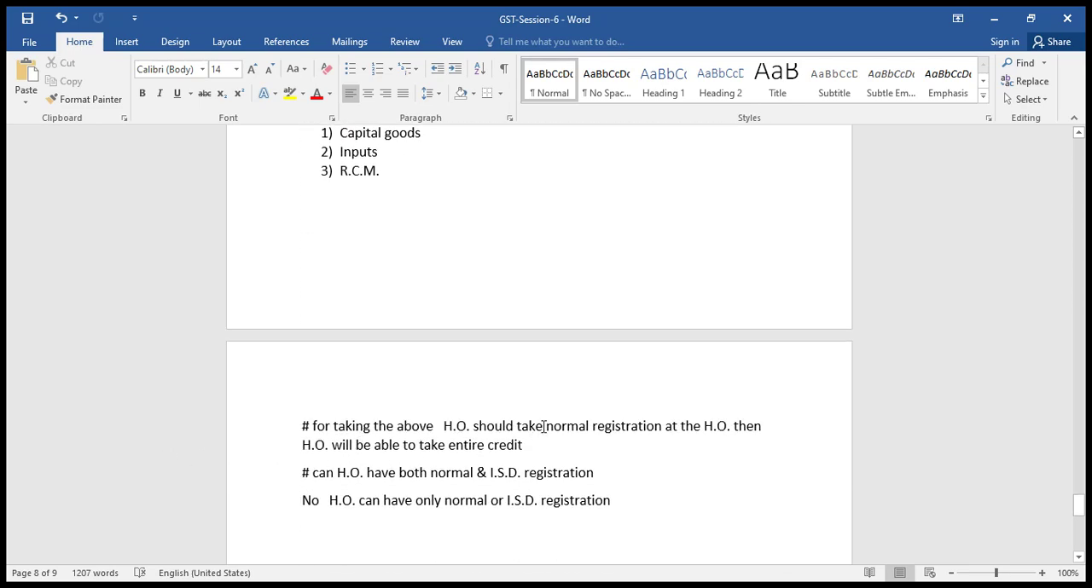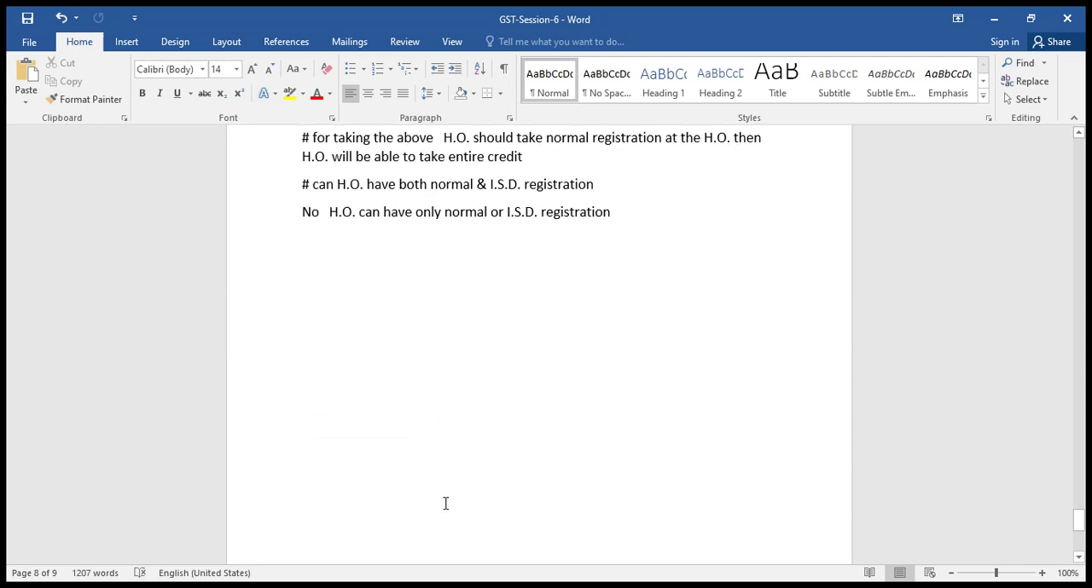For taking the above, HO should take normal registration. Then HO will be able to take the entire credit. Can HO have both normal registration and ISD registration? No, HO can have either normal registration or ISD registration.